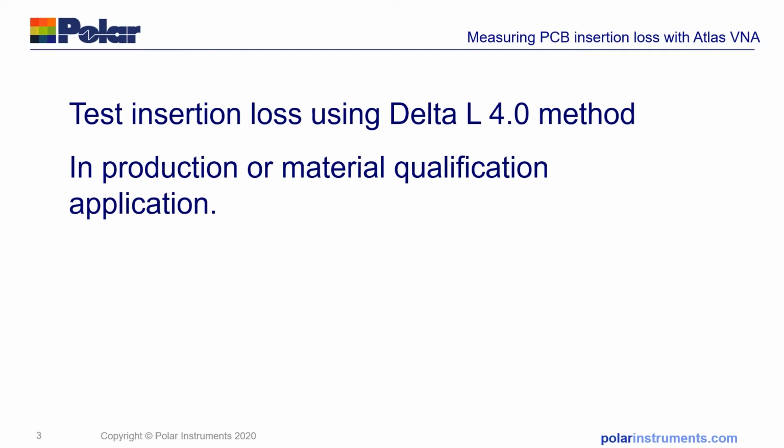The method being used for testing insertion loss is the Delta-L method. It can be used in production or material qualification, and I'll show you a few screenshots of the Delta-L test and how to set it up, and then follow up by showing that it's always important that you cross-check by microsectioning and feeding your results back into a field solver when you're initially setting up insertion loss testing.